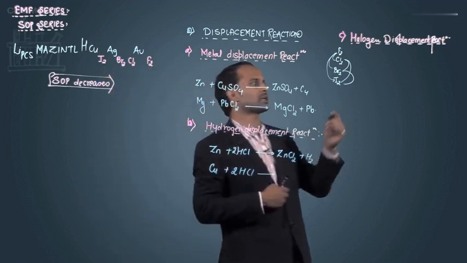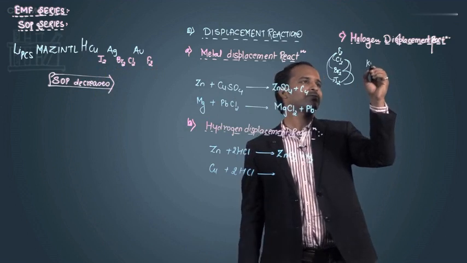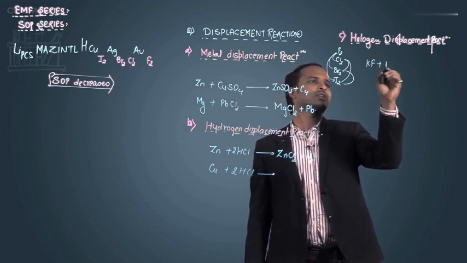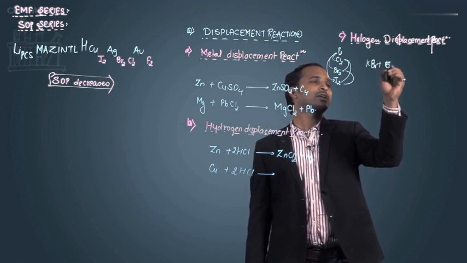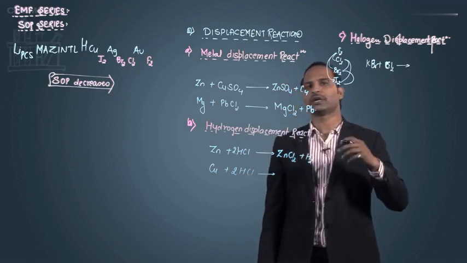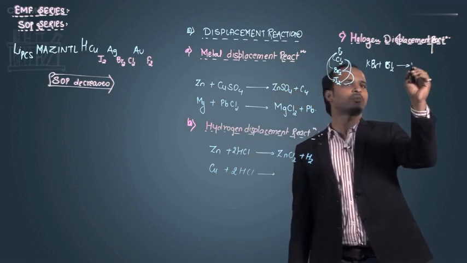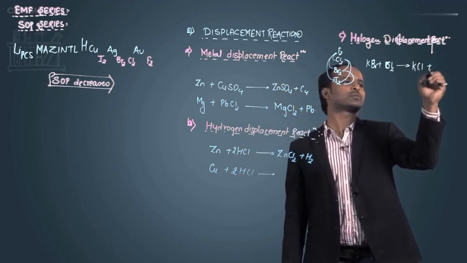For example, suppose I have KBr, and this KBr is treated with chlorine. Since chlorine is higher in the group, it can displace bromine, so finally I will get KCl, and bromine will form.